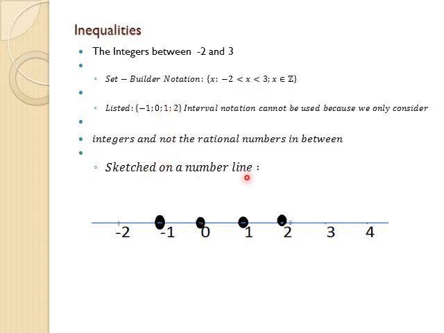Sketched on a number line, I cannot start at -2, it's bigger than -2, so I start at -1, 0, 1, and I'm ending at 2 because 3 is not included. Again, no solid line is drawn in between.